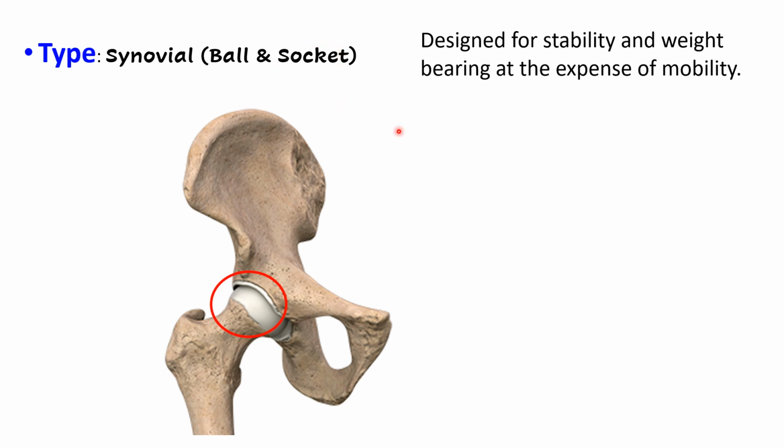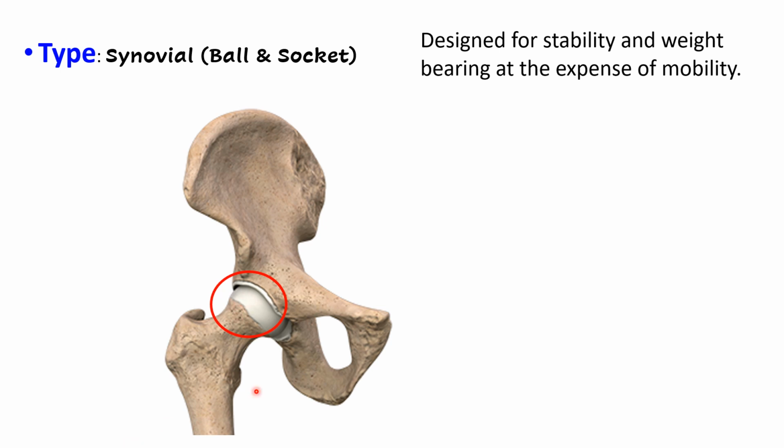But before that, let us see here, the hip joint is designed for stability and weight bearing at the expense of mobility. So mobility is slightly restricted here, but it is a very stable joint here. Unlike shoulder joint where the mobility is more and the stability is compromised.